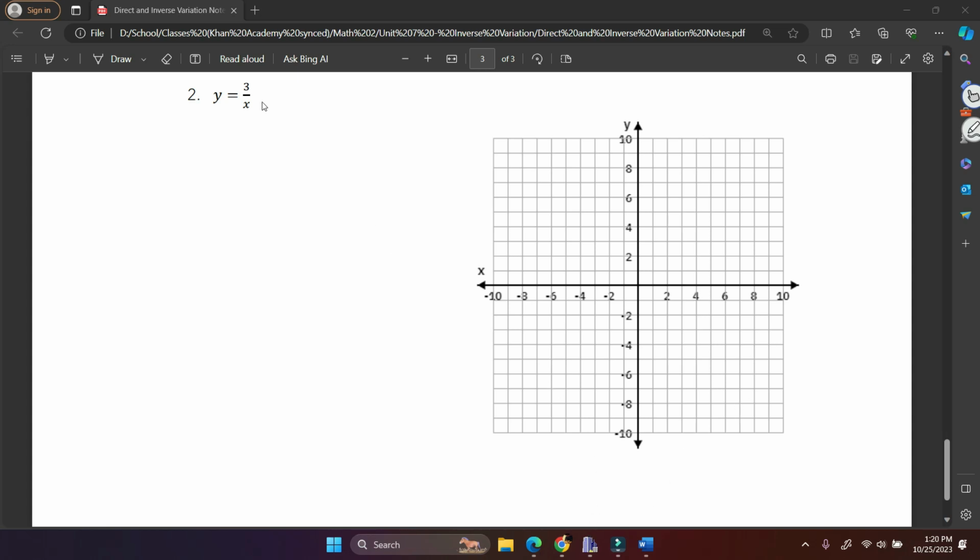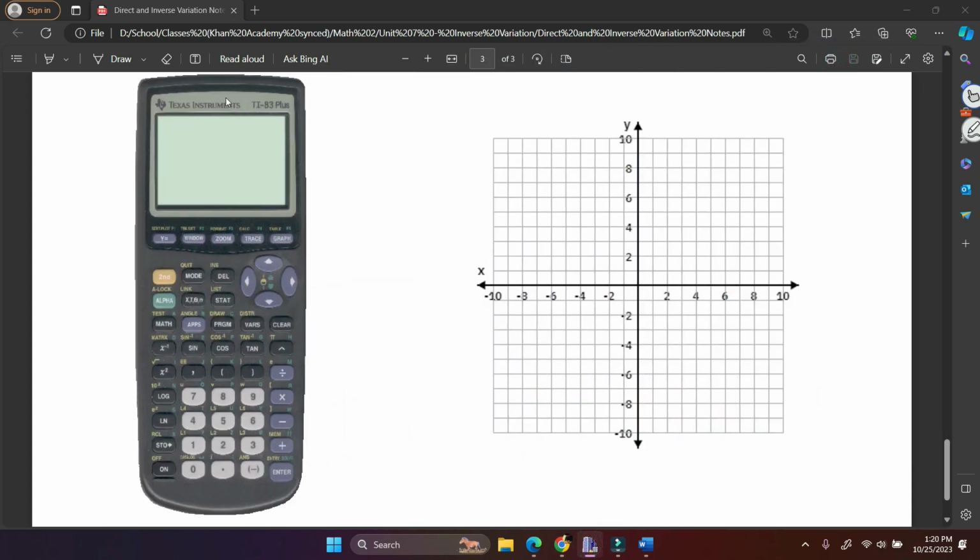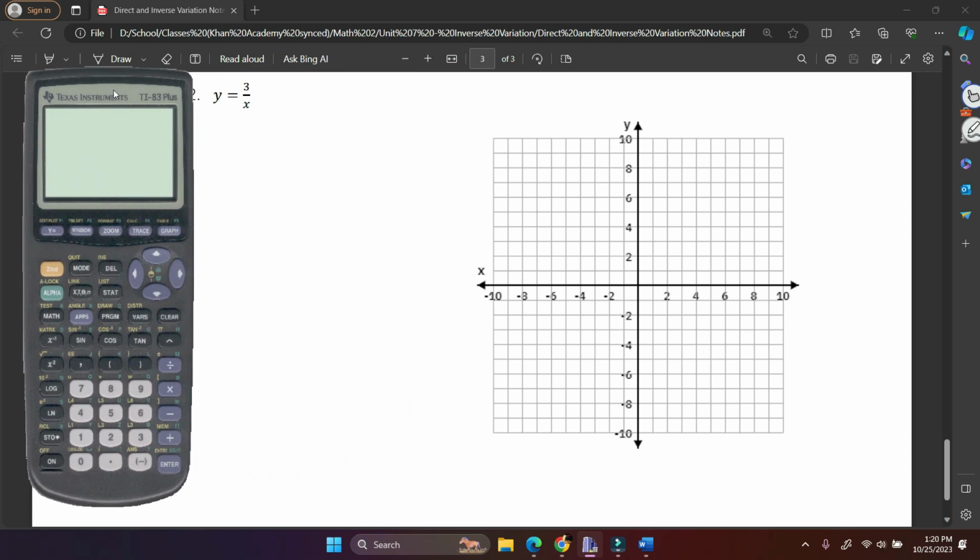Now, you could also pick a set of x values to plug in by hand here and calculate the corresponding y values and then graph all those points. That's certainly fine. But for the sake of brevity and some practice with the calculator, we're going to do this one using our graphing calculators.